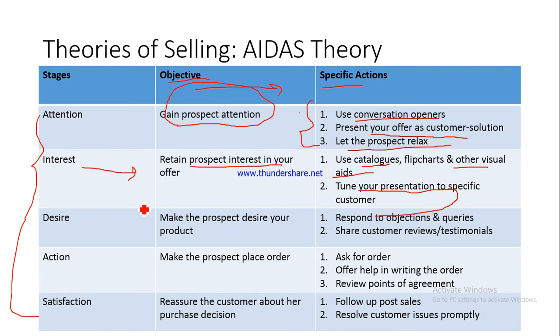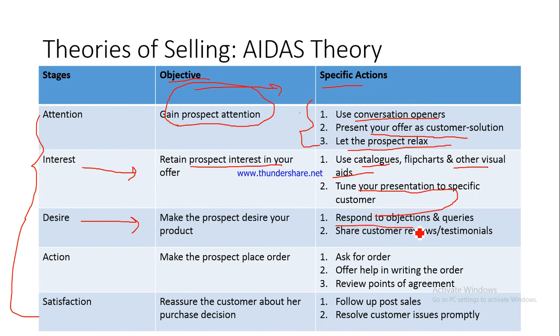Third stage is the desire stage, when the prospect starts desiring your product. So your objective should be to make the prospect desire your product. So it is a higher level of liking for your product than just being interested in your product. So in interest he likes your product, but in desire the intensity of that liking has increased. So it's a higher level of liking for your product. So now how do you ensure that the prospect starts desiring your product, starts feeling that he should have your product, he should buy your product rather than any other product in the market?